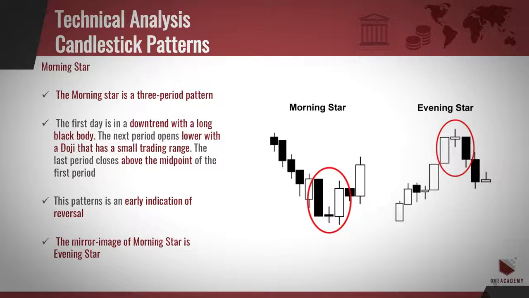Morning star, evening star. The morning star is a 3-day pattern. The first day is a downtrend with a long black body. The next day opens lower with a doji that has a small trading range. The last day closes above the midpoint of the first day. This pattern is an early indication of reversal. The mirror image of morning star is evening star.